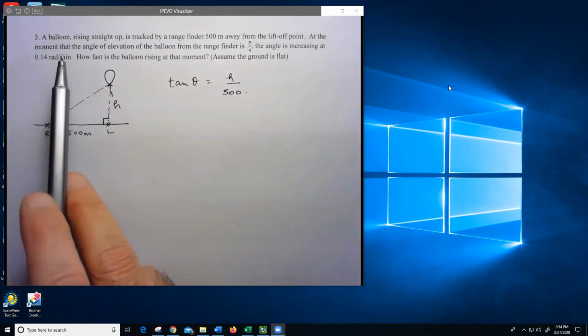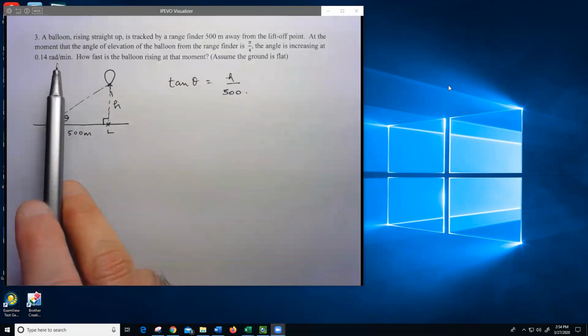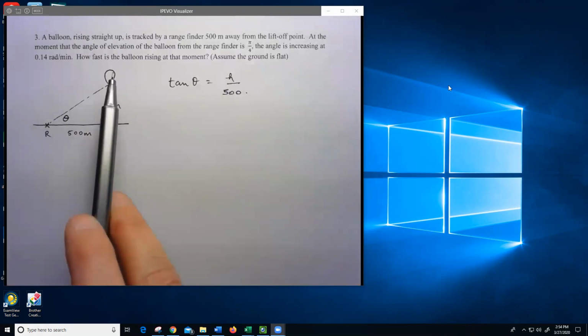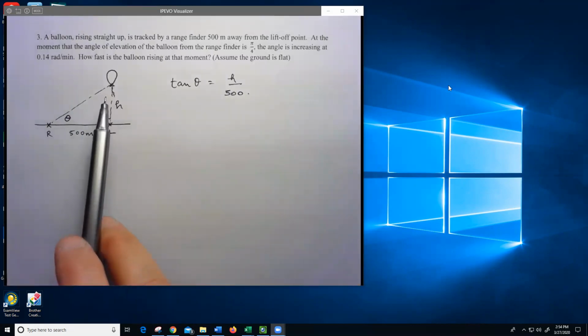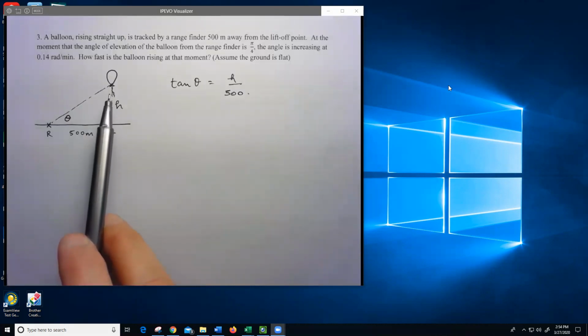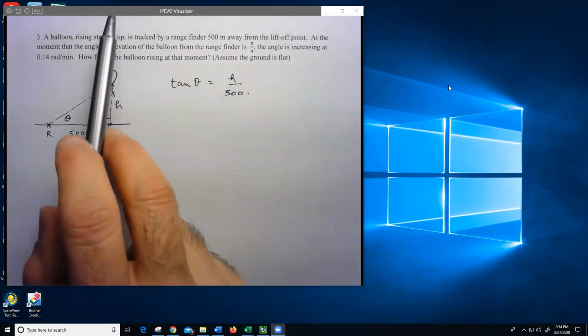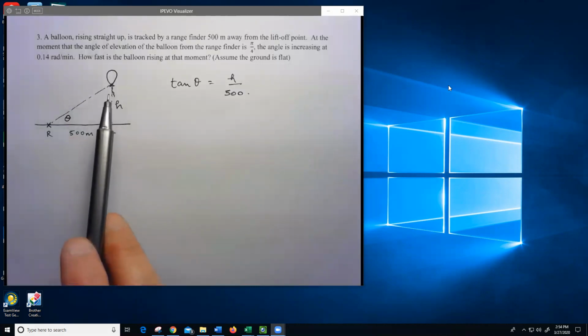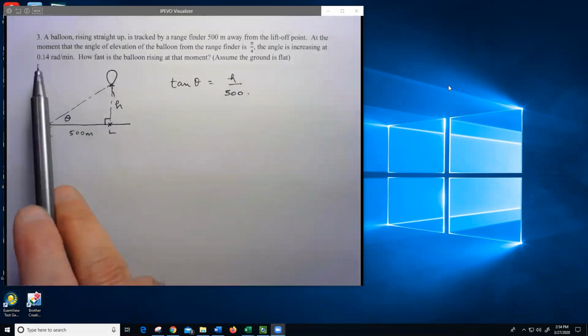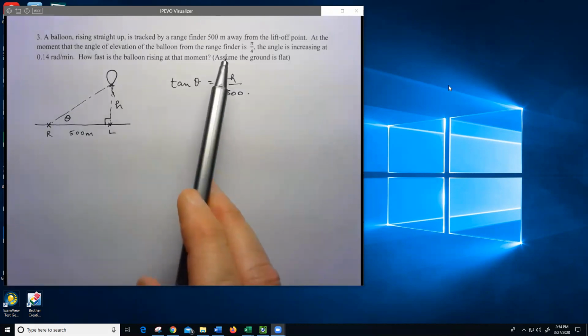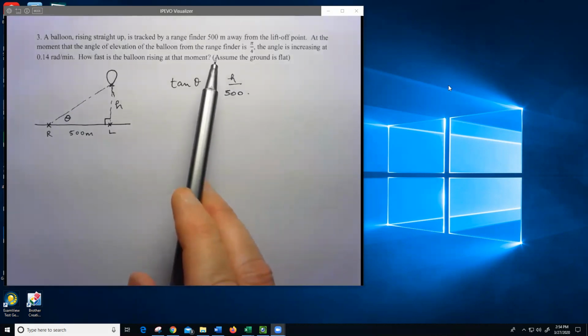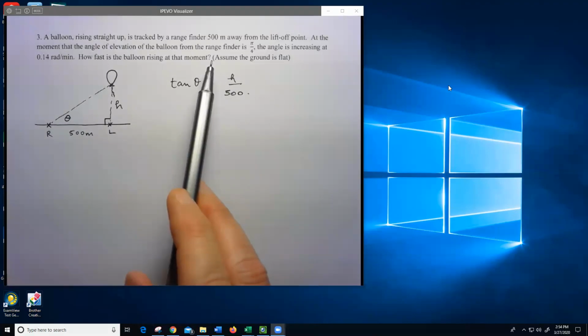Now I want you to tell me physically, what do you think we can't assume about how this balloon is moving? There you go. I cannot assume that this is moving at a constant rate upwards. So here we have an example where this rate of change that's given is at a particular moment in time. So we can't do what would have been an option in the other two questions.